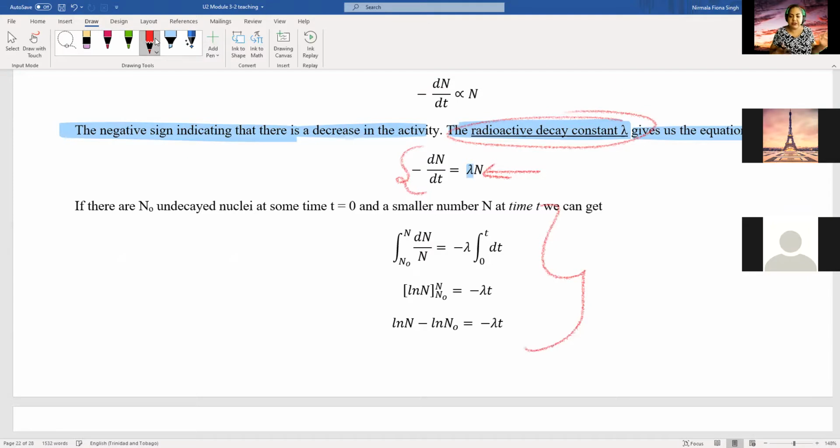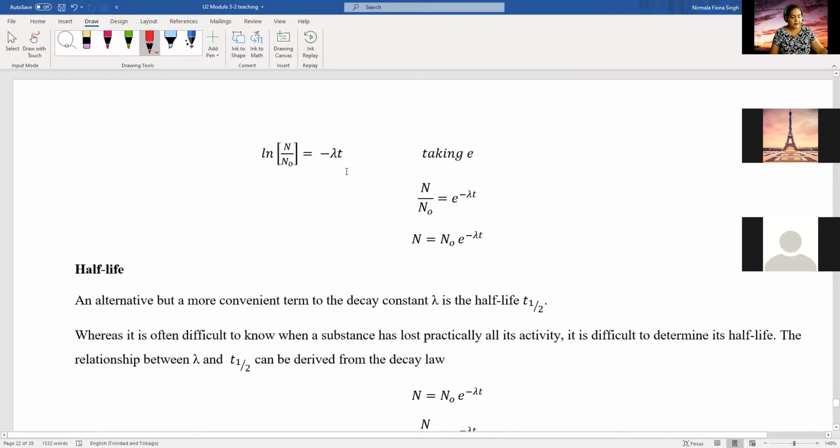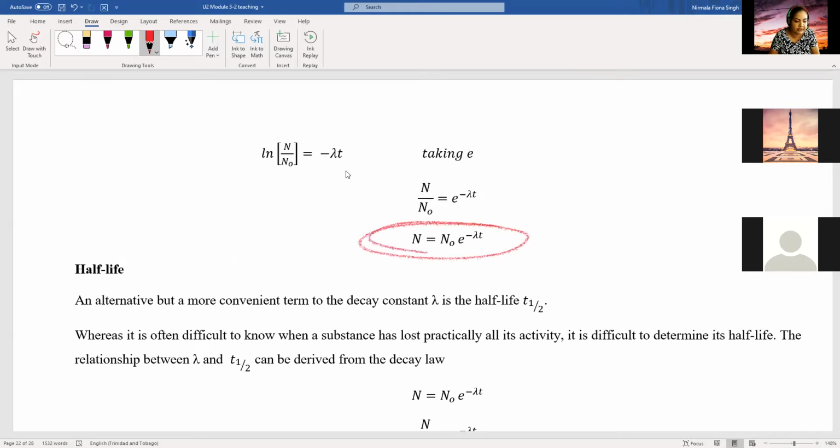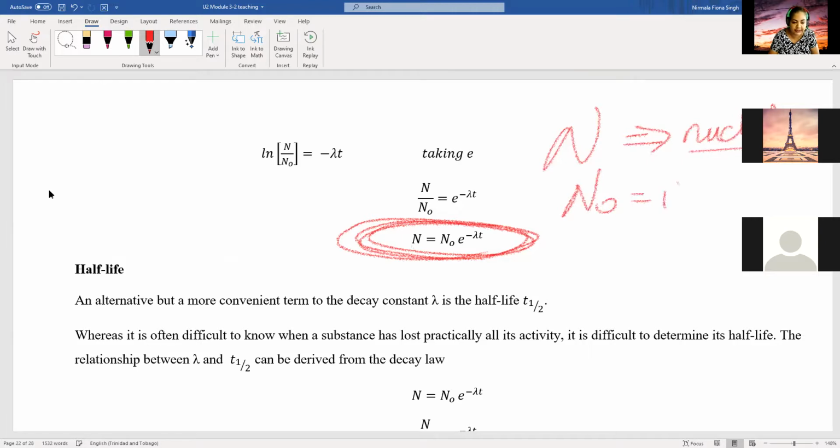Math students, you all can go through it. It's really simple. But this is how we end up with the equation for radioactive decay. The rate at which your nuclides disintegrate is mathematically expressed in the equation N equals N naught e to the minus lambda t, where N is your number of nuclides at any given time, and N naught is your initial number of nuclides.